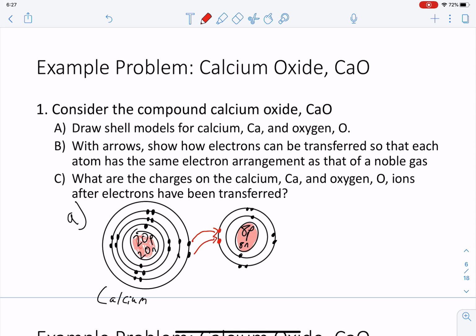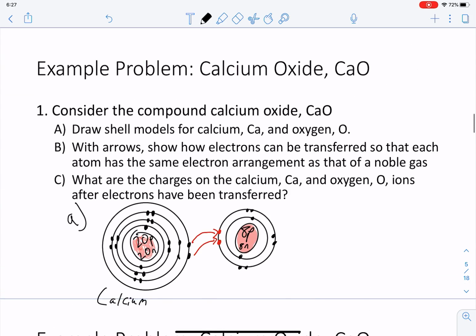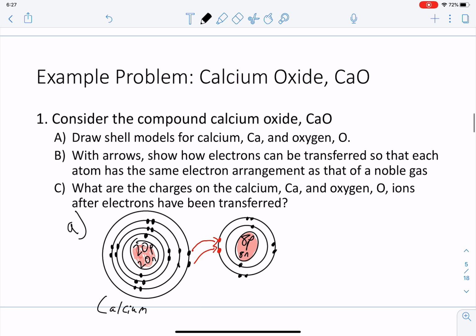Right? So then if we look at the last question, what are the charges on the calcium ion and oxygen ion after each electron has been transferred? So, let's see. Okay, so calcium has 20 protons and it just lost 2 electrons. So it's going to have 20 protons, 18 electrons. That calcium is going to have a +2 charge, right? This one was B.